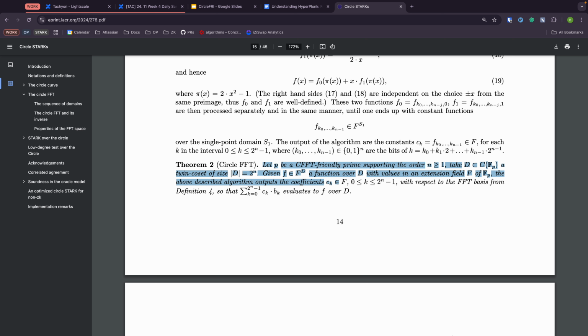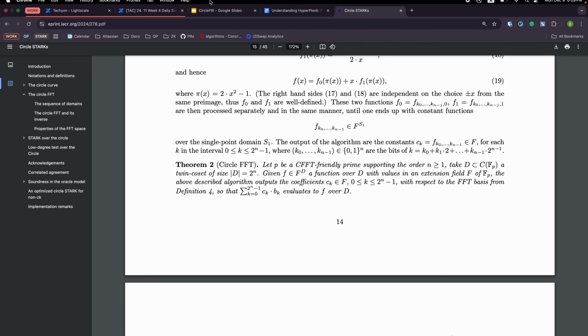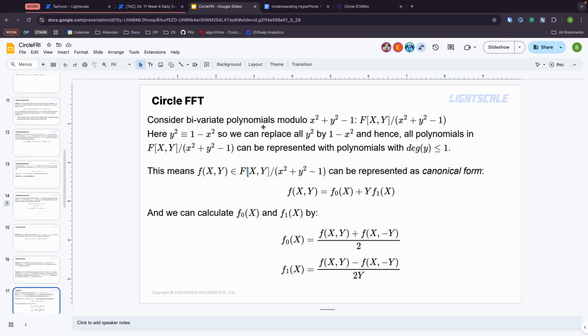So this is indeed a circle FFT. Yeah, okay. They mixed it up.